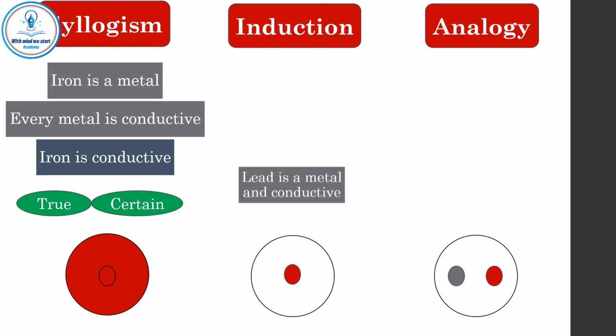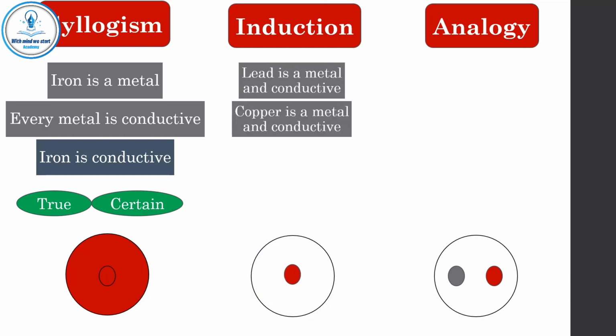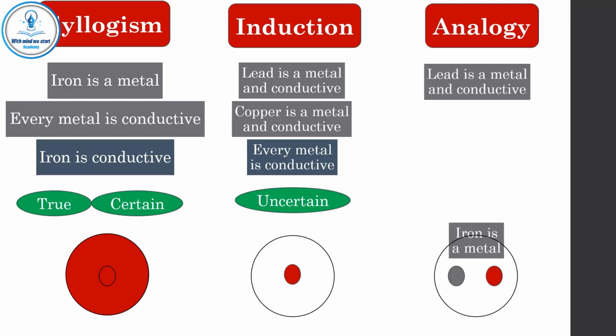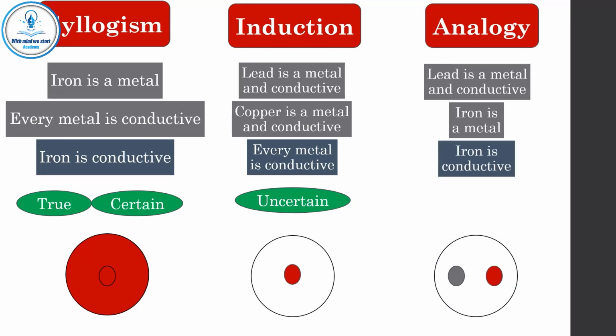In induction, lead is a metal and conductive. Copper is a metal and conductive. So every metal is conductive. This conclusion is uncertain. This doesn't mean that it's wrong. It only means that in this form of evidence, we are uncertain about the conclusion. In analogy, lead is a metal and conductive. Iron is a metal, so iron is also conductive. This conclusion is also uncertain.